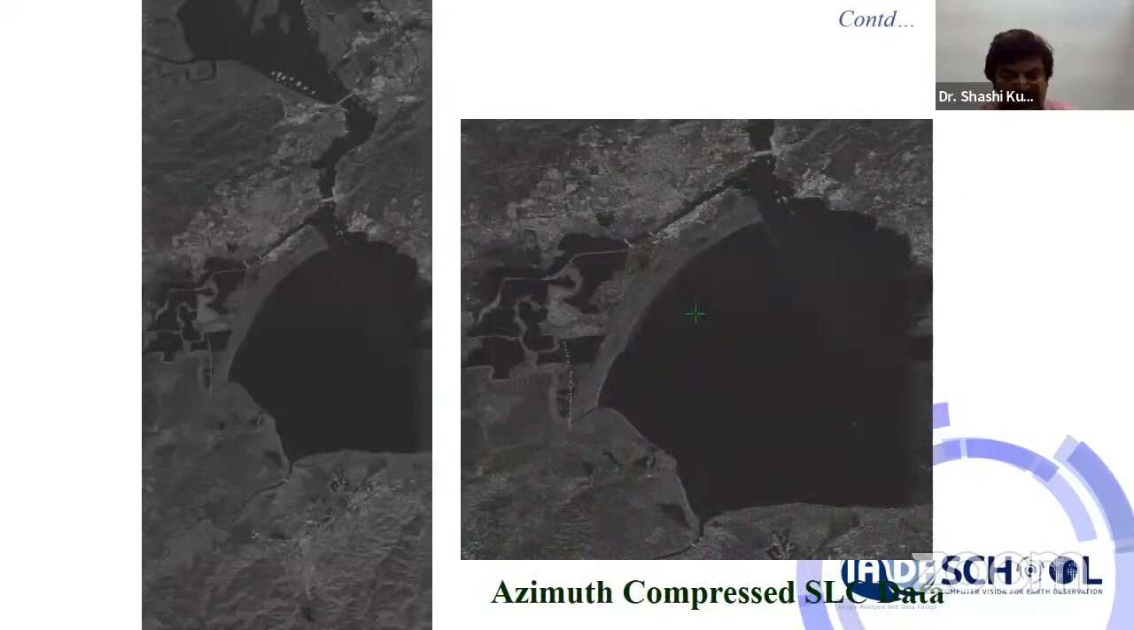Now, when the data set is acquired, the data set is compressed in the azimuth direction. So after azimuth compression, you can see the clear information of the different targets like water body and other objects, land and undulation in the terrain, that could be easily visualized in the compressed data set.